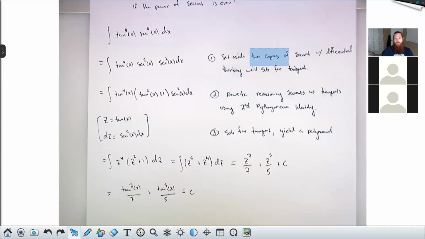First, set aside 2 secants with the differential, thinking about substituting for tangent. Then rewrite the remaining secants as tangents using the second Pythagorean identity, which is that secant squared x is tan squared x plus 1. And then you go ahead and make the substitution for tangent. So this would be z to the 4. This would be z squared plus 1. And secant squared x dx is exactly dz. So anytime the power of secant is even, this works great.